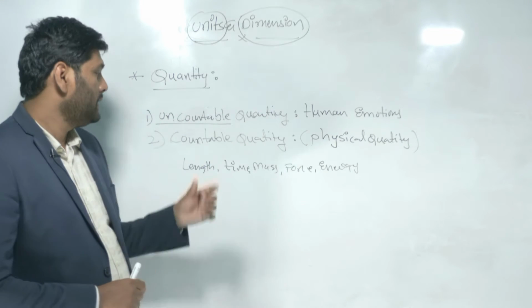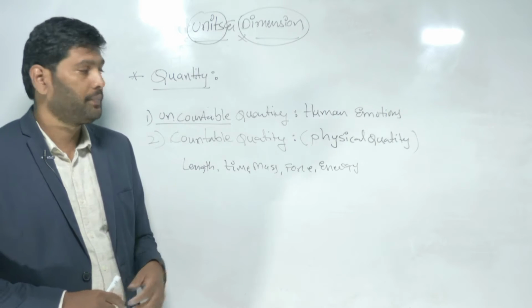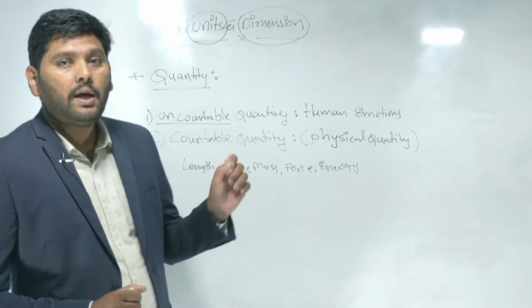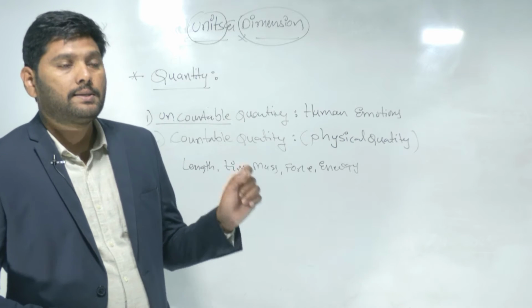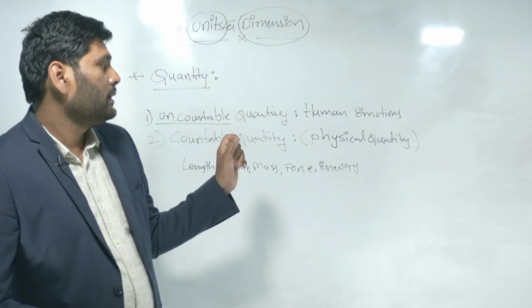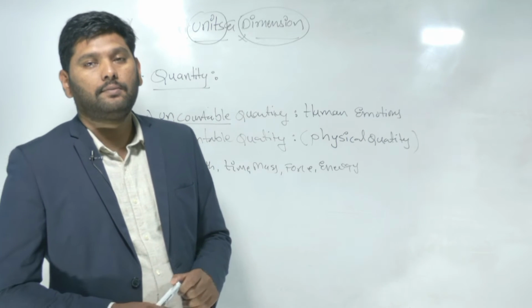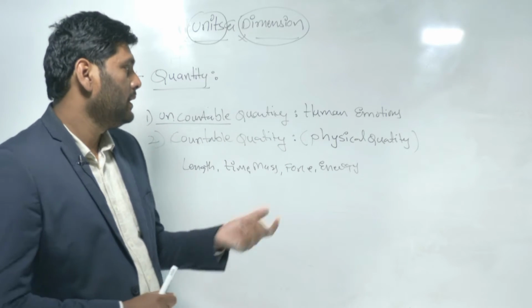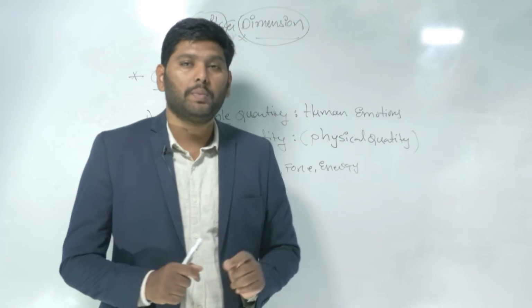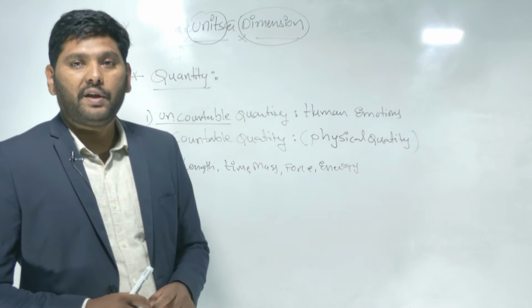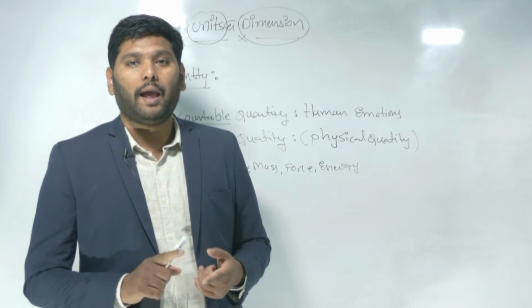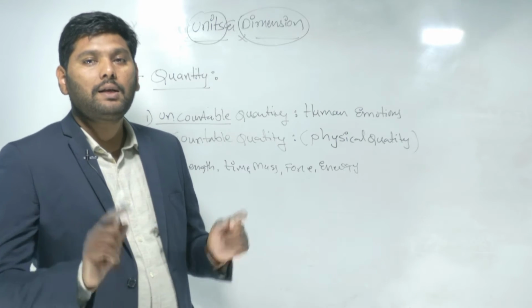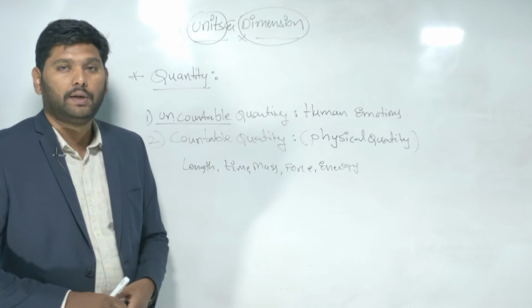Uncountable quantity. Next one is what? Countable quantity. So what is meant by uncountable quantity? The uncountable quantity is nothing but there is no instrument to measure the quantities. Examples are human emotions, affection, greediness, angriness, hungriness, faith. These all come under uncountable quantity.